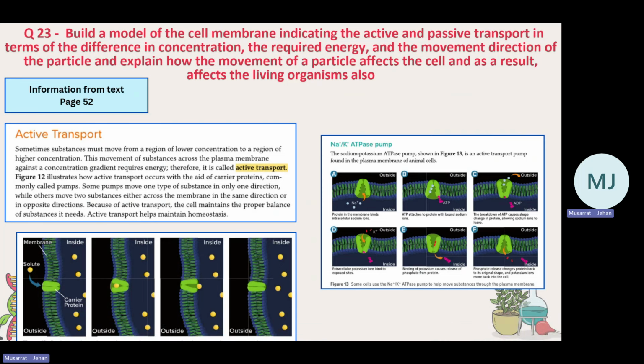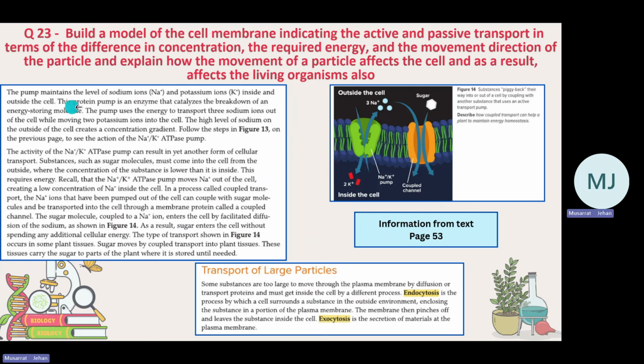How many ions are going out? Sodium, 3 ions are going out. How many potassium are coming in? 2 potassium. 3 going out, 2 coming in. Okay. Then the pump maintains a level of sodium ions and potassium ions inside and outside the cell. The protein pump is an enzyme and catalyzes the breakdown of an energy storing molecule. The pump uses the energy to transport 3 sodium ions out of the cell while moving 2 potassium ions into the cell. 3 are going out, and 2 are coming in. The high level of sodium on the outside of the cell creates a concentration gradient.